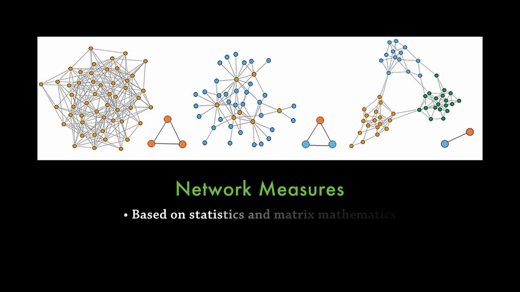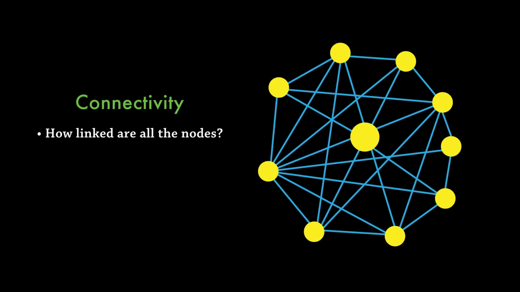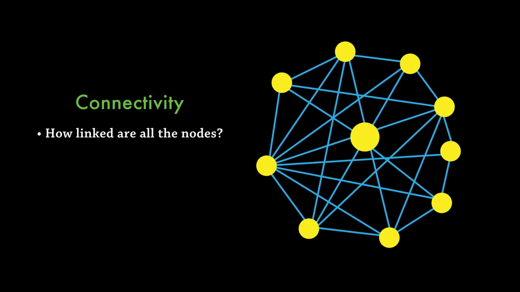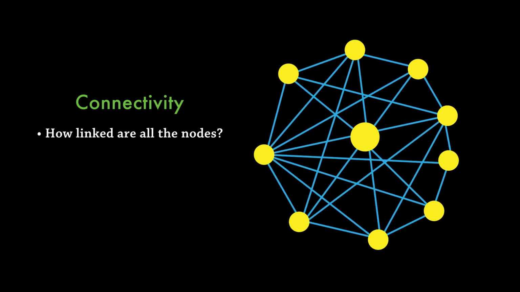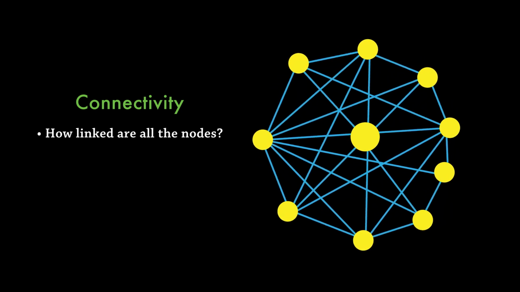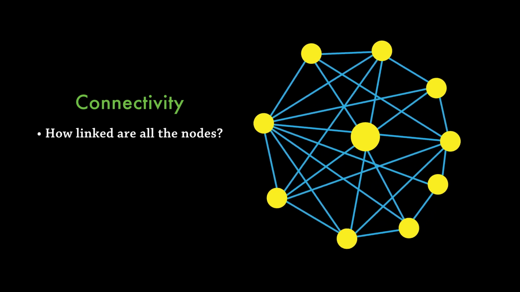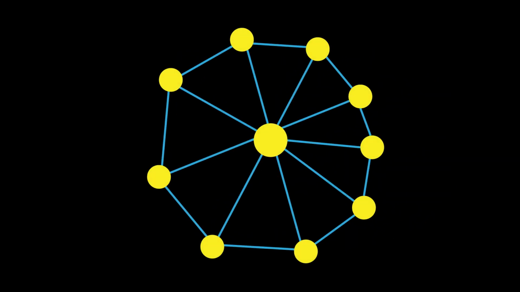All such measures are based on statistics and matrix mathematics as mentioned earlier. Let's talk about a few of these measures. Connectivity can describe how connected a single node is or a whole network. This is a fully connected network. Every node has a connection to all other nodes. But connectivity can be much more complex and can be evaluated in lots of different ways. In a network where connections are high, but extremely centralized like this, a single failure of the most important node, here the middle node, can cause major disruptions.